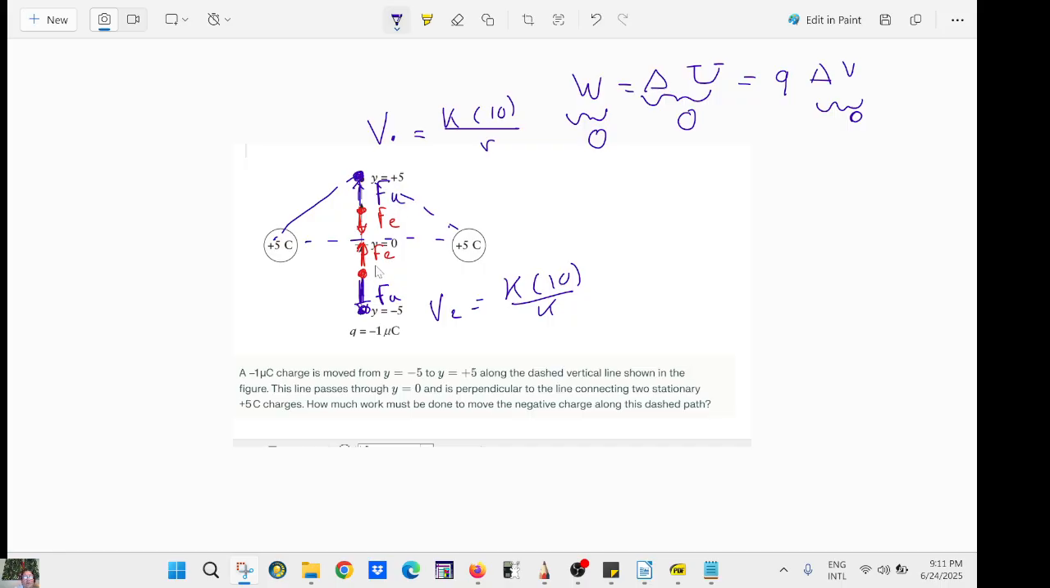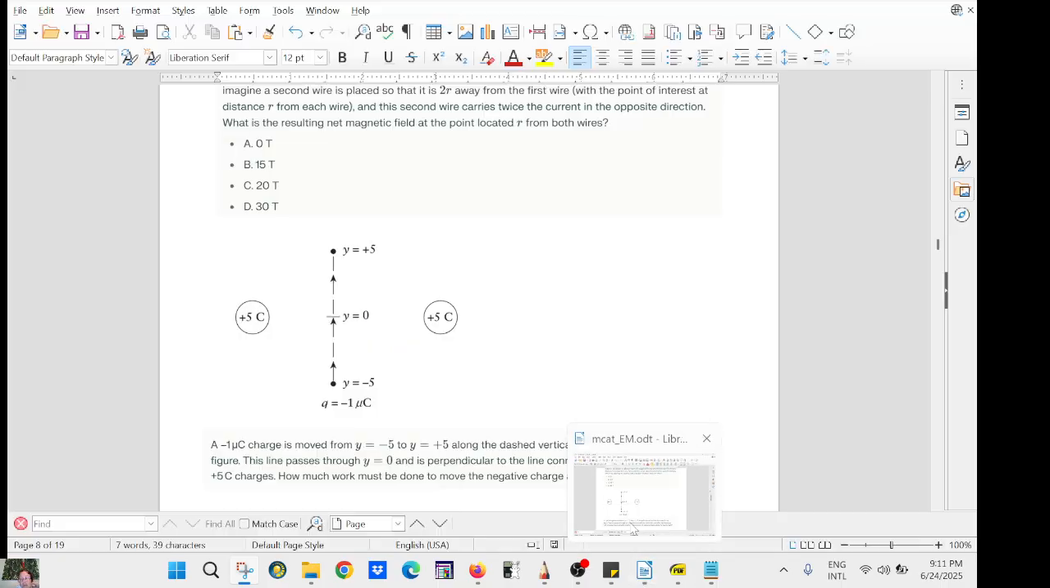So the total work done equals 0, because the work done from here to there equals the work done from here to there. So the total amount of work equals 0. So that was the answer.